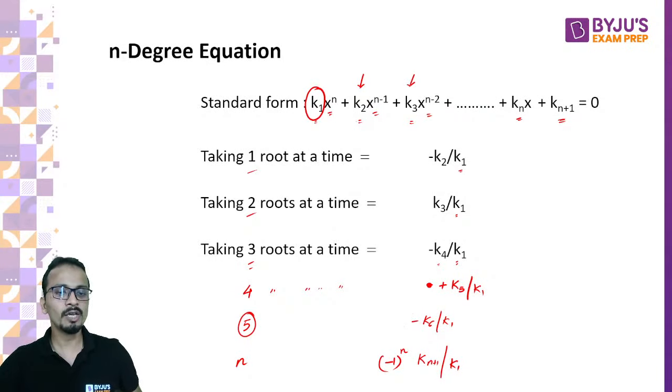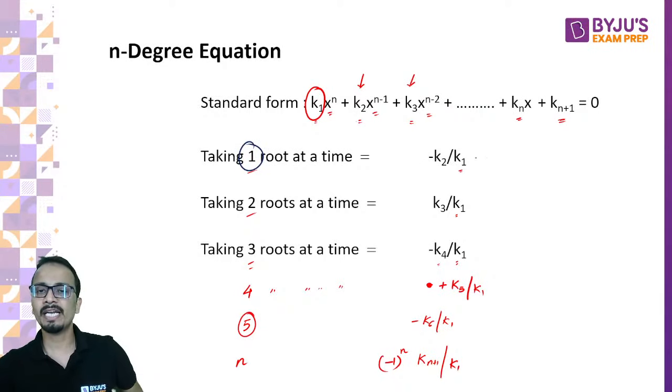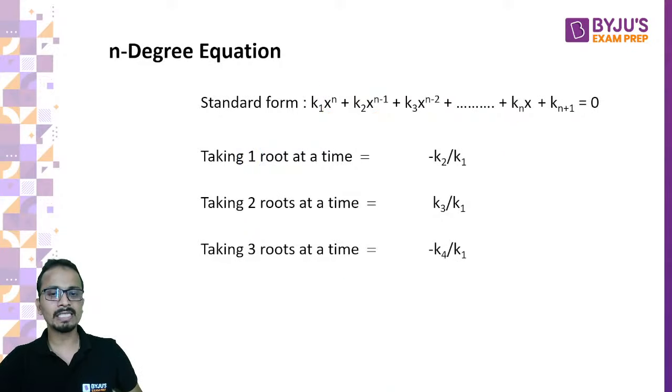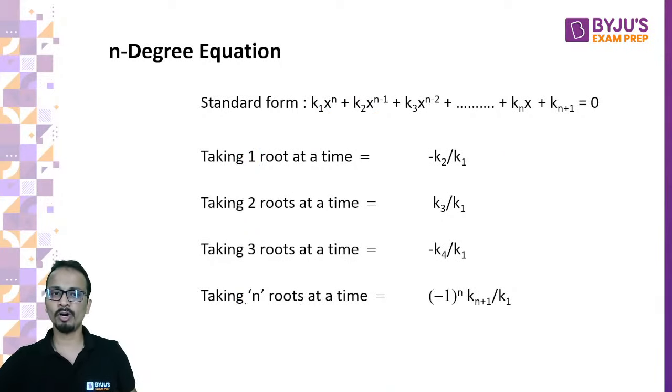So when I was taking one root at a time, the negative sign was minus 1 raised to the power 1. Taking one root at a time, it was minus 1 raised to the power 1, k2 upon k1. So if you look at this in a general form, taking n roots at a time, it will be minus 1 raised to the power n and kn plus 1 divided by k1. Yes, Vanya, alternate signs.